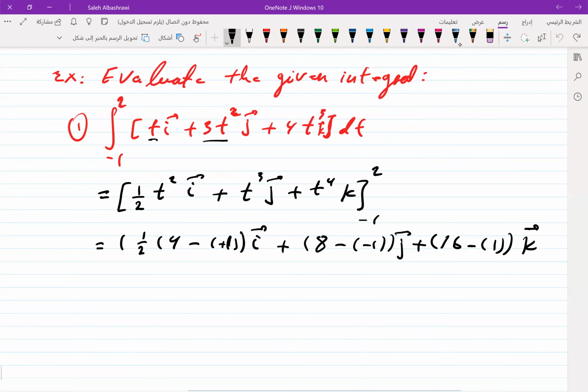Okay. So this will be 3 over 2 i. It will be a constant vector because this is a definite integral. We know that the definite integral will give me a constant value. Plus the second one will be 9 j plus 15 k. So this is the idea of integrating a vector function.